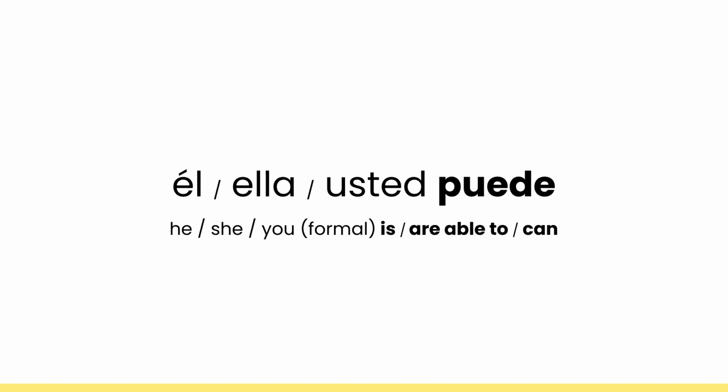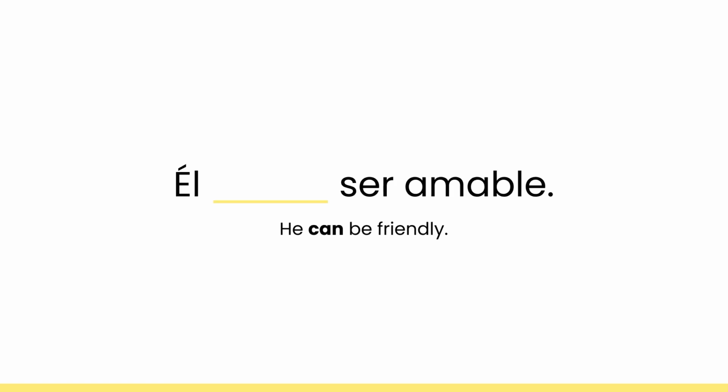Él puede. Ella puede. Usted puede. He is able to or can. She is able to or can. Or you are able to or can. So as an example, he can be friendly or he is able to be friendly. Él ser amable.